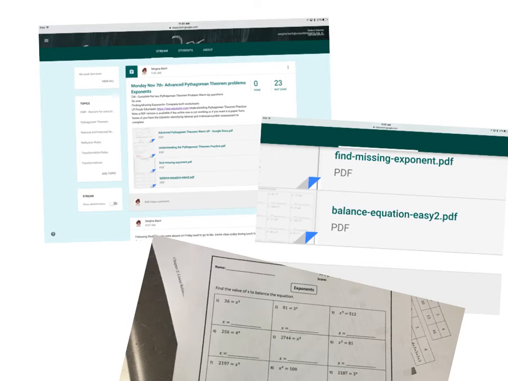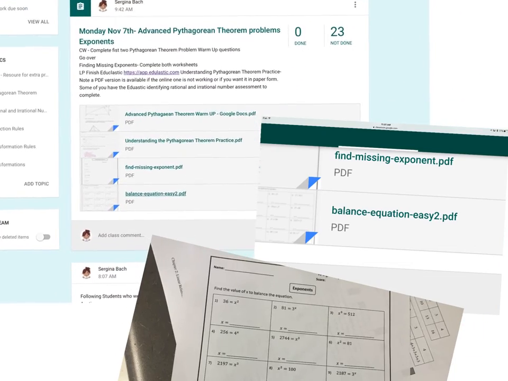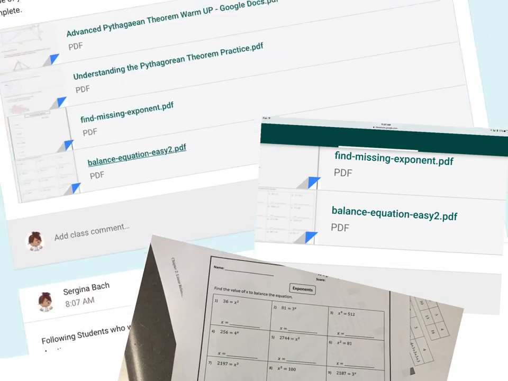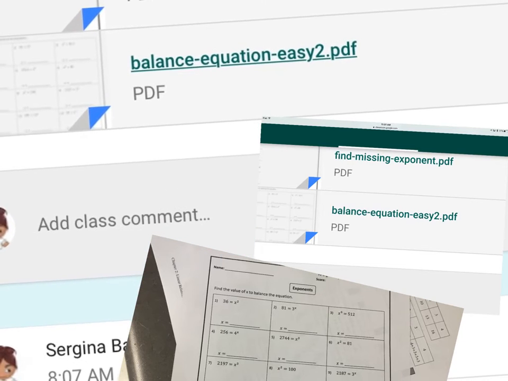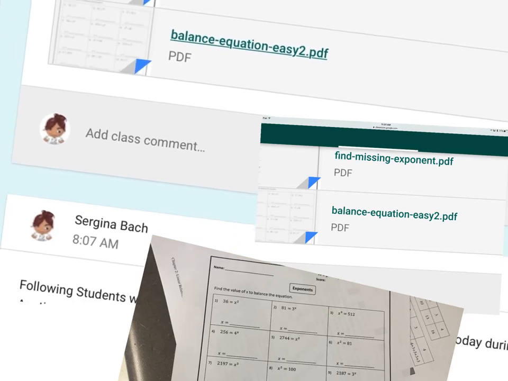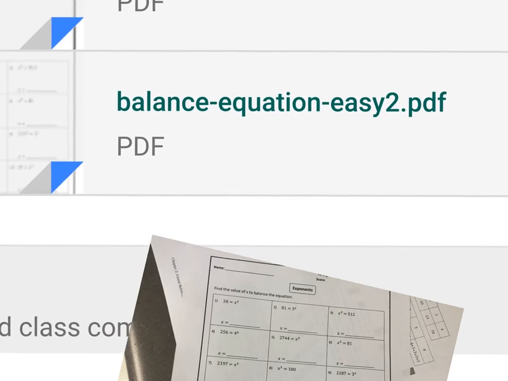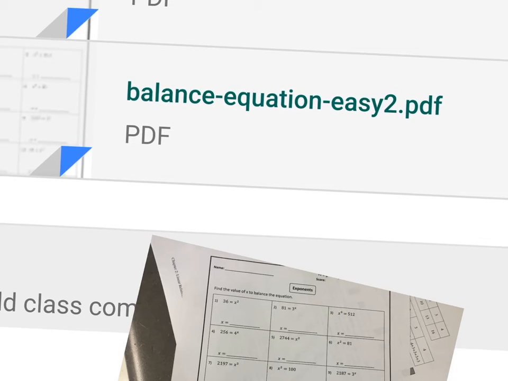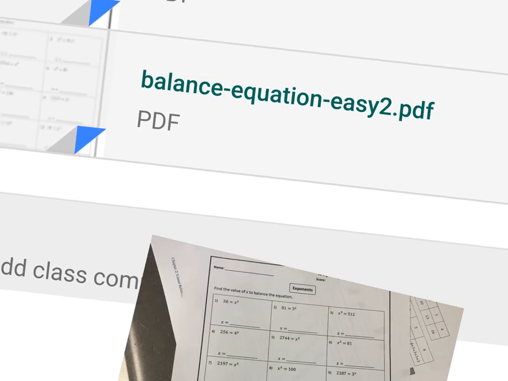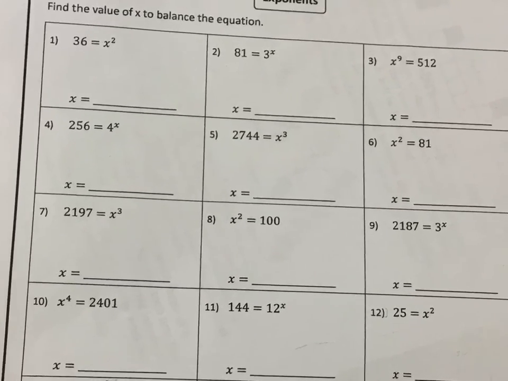Okay, so what you're going to do for learning practice is to make sure you go to your Google Classroom and download the balanced equation PDF. I will have some paper copies available for the sub for 6th and 7th period. Again, the balanced equation PDF is the only one you need to do, unless you're absent, then you need to download all of them. Okay, and so that sheet, if it's a worksheet, looks like this, okay?